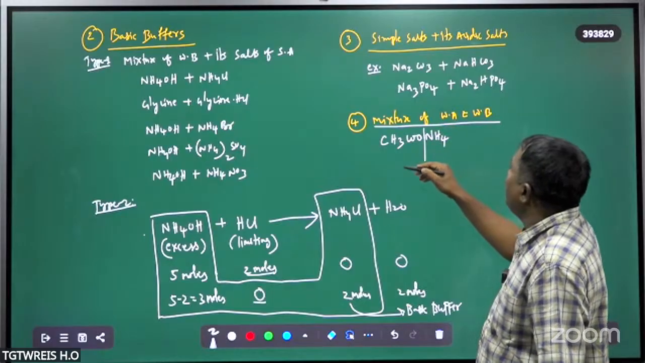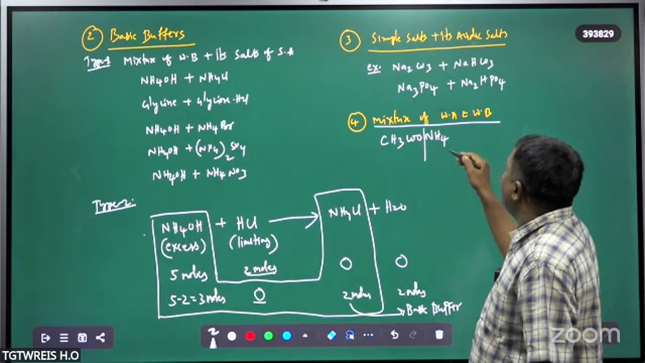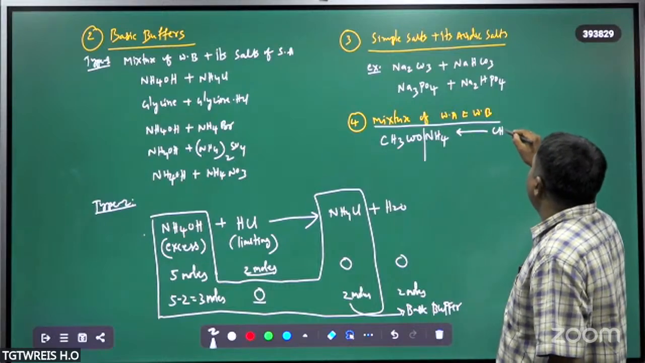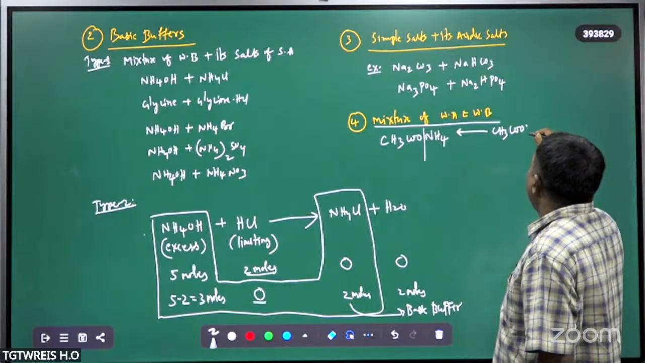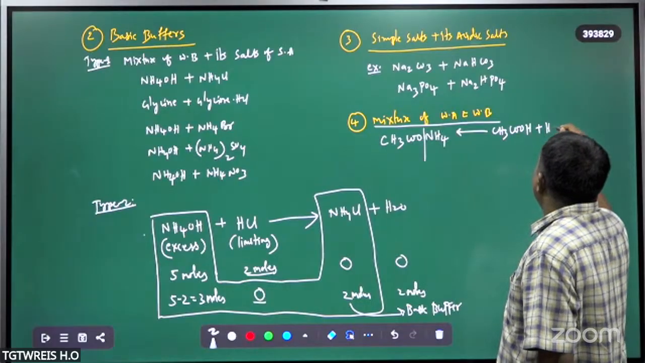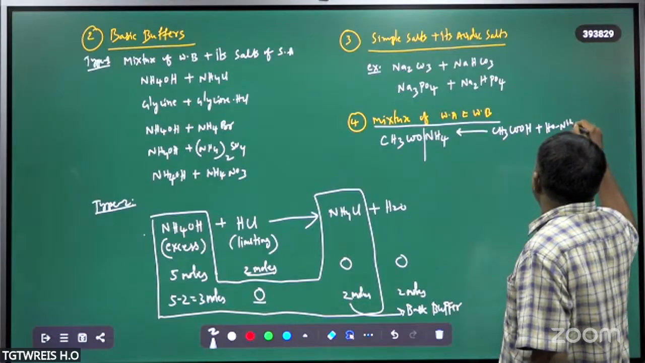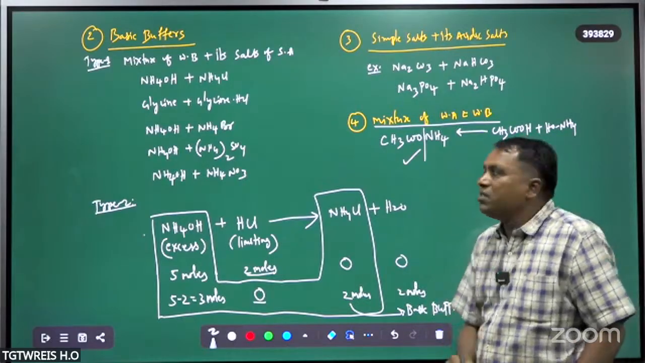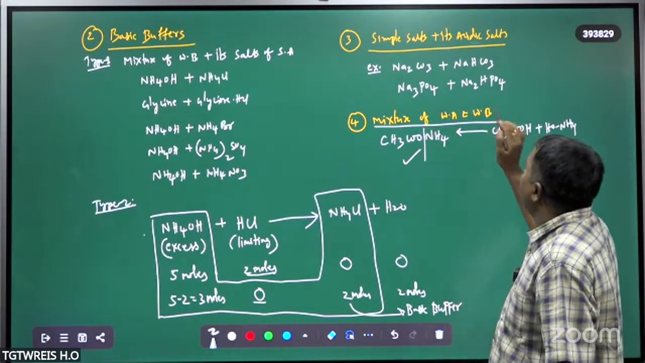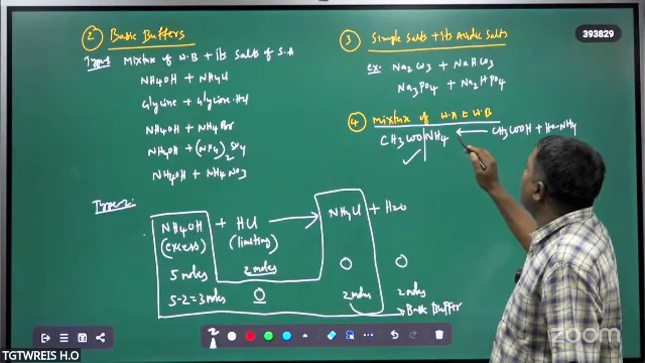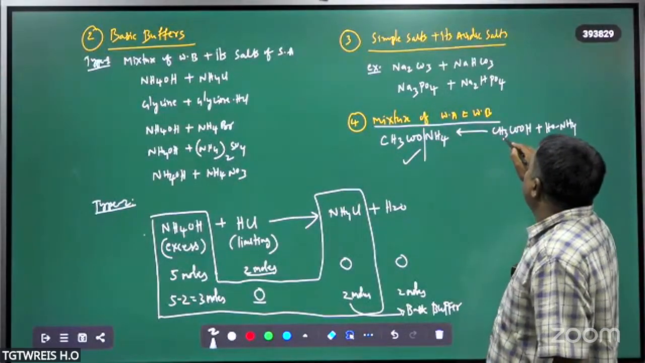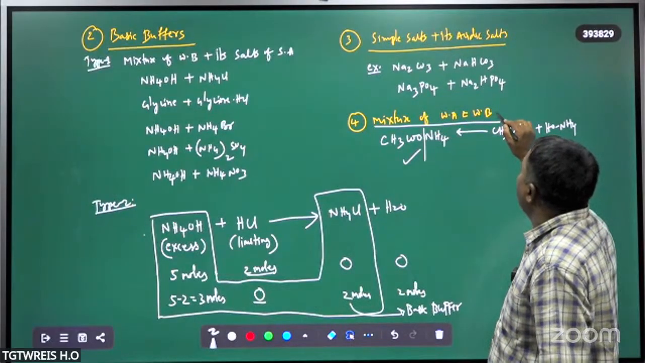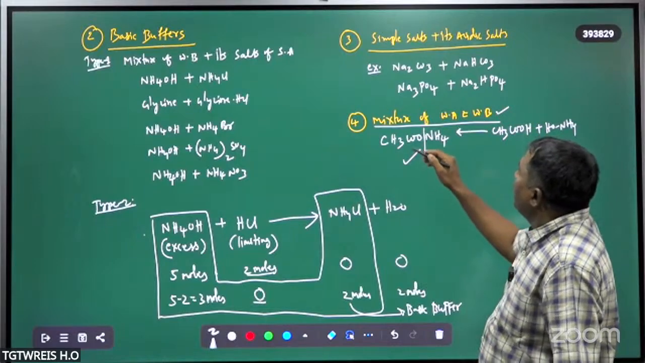One part is the weak acid conjugate, the other part is the weak base conjugate. So this will be formed by CH3COOH plus NH4OH. By adding these two, you will get this kind of salt. What is this salt acting as? This is the mixture of weak acid and weak base salt. CH3COONH4 is a salt of CH3COOH and ammonium hydroxide. So this mixture of weak acid and weak base also acts as a buffer solution.